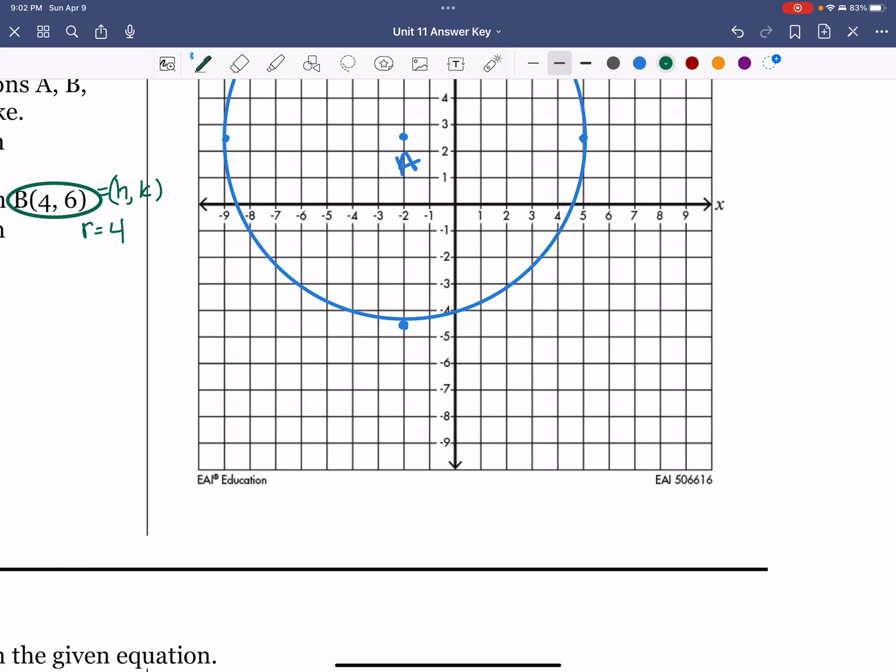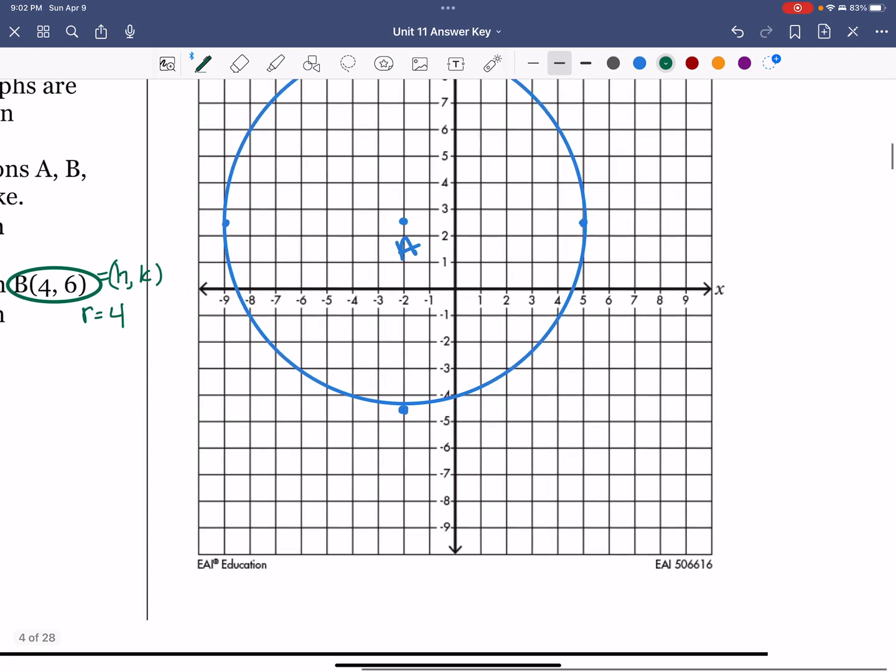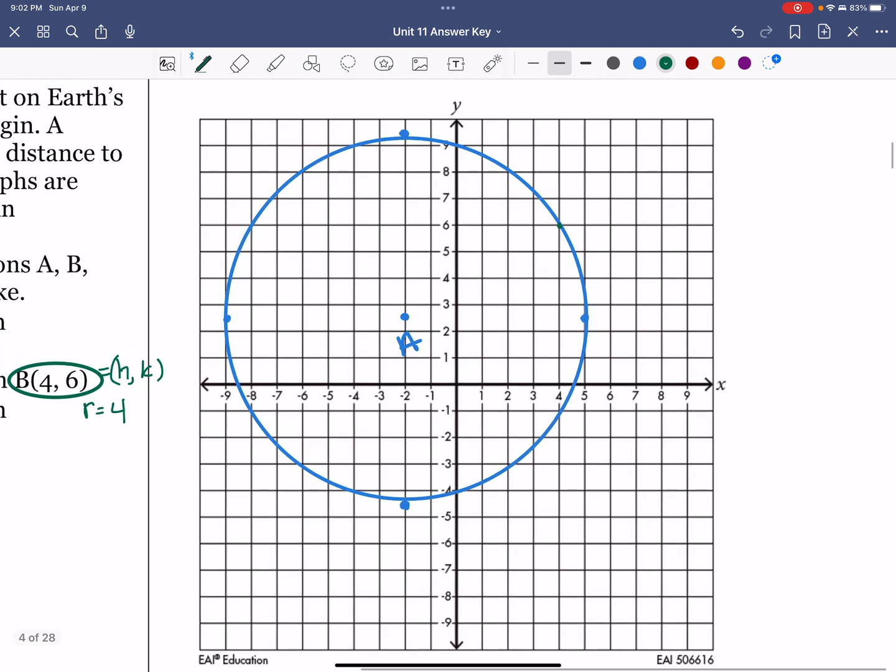Now we're going to work on our B. B is going to be at 4, 6. So it's actually on my circle of circle A. This one's going to be B. We're going to go up 4, to the right 4, down 4, to the left 4. And there we go. I'm going to go ahead and create this circle.